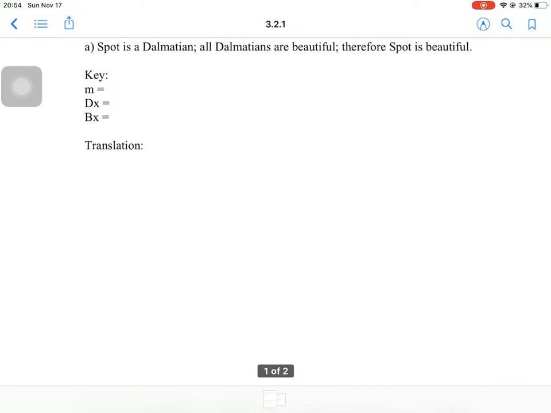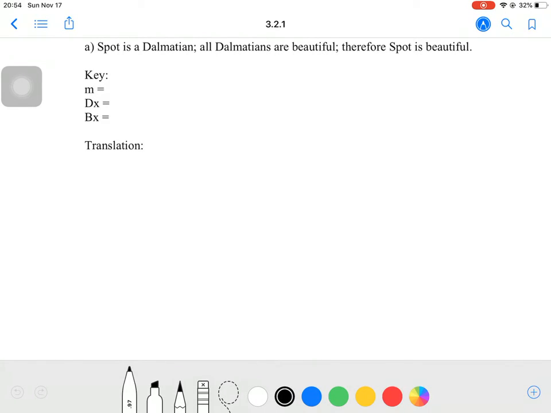Alright folks, so for these videos what I'm going to be doing is going through some of the optional exercises just to show how UI, UE, EI, and EE actually get used for our proofs. So let's start with translations and with some proofs.